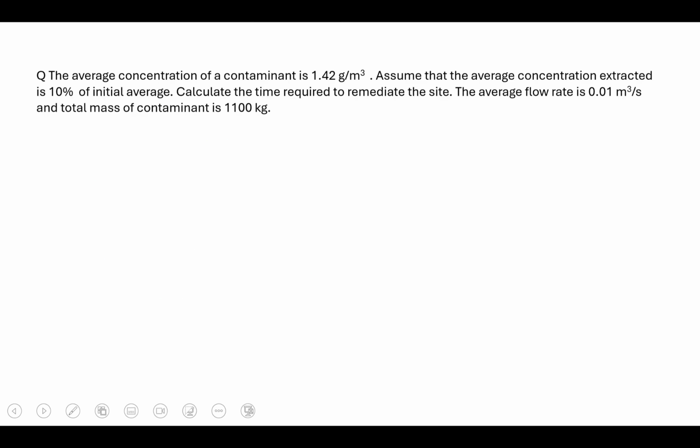So this is a similar question which was discussed in the lecture video. The question is: the average concentration of the contaminant is 1.42 gram per meter cube. Assume that the average concentration extracted is 10% of the initial average, and then calculate the time required to remediate the site. The average flow rate is 0.01 meter cube per second, and the total mass of contaminant is 1100 kg. So we have to find out the time required to remediate the site.